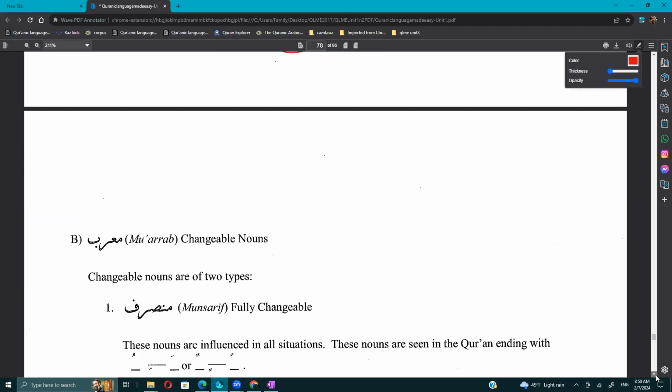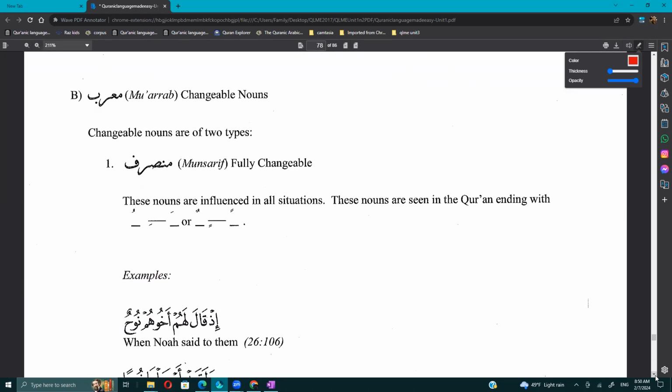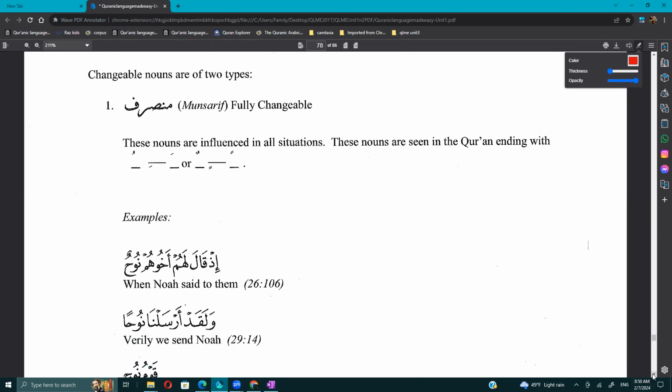Okay. Next, we have the second category, that is mu'arrab, or changeable nouns. Changeable means there are two types. In the second category, mu'arrab, the changeable or flexible nouns, there are two categories. The first one is munsarif, fully changeable or fully flexible. These nouns are influenced in all situations. These nouns are seen in the Quran ending with fatha, dhamma, kasra, or fatha tanween, dhamma tanween, or kasra tanween. Like for example, Nuhun, Nuhan, Nuhin, or other munsarif words like kitabun, kitaban, kitabin.